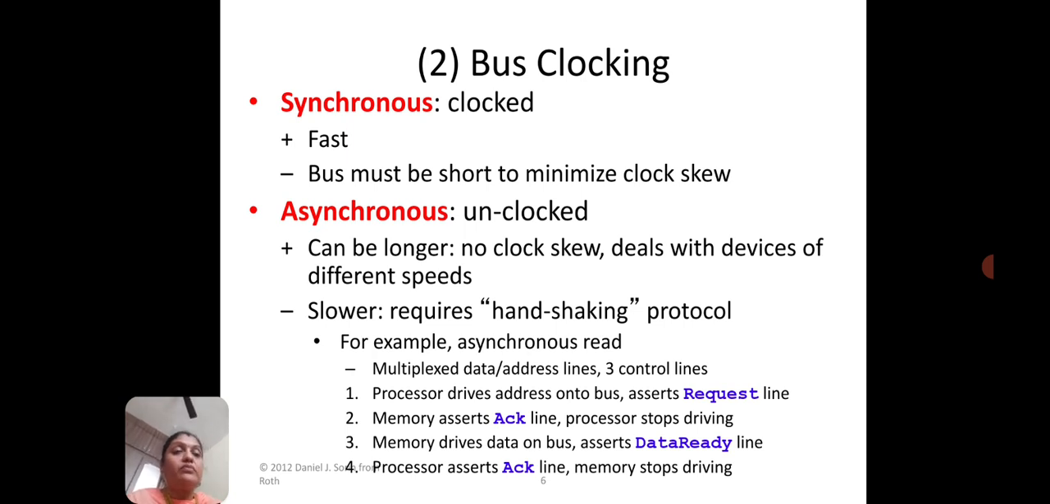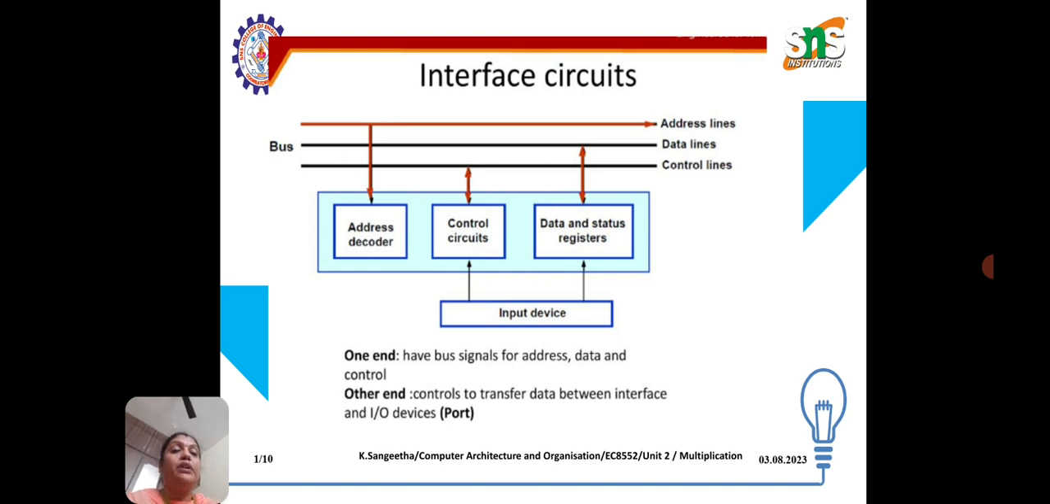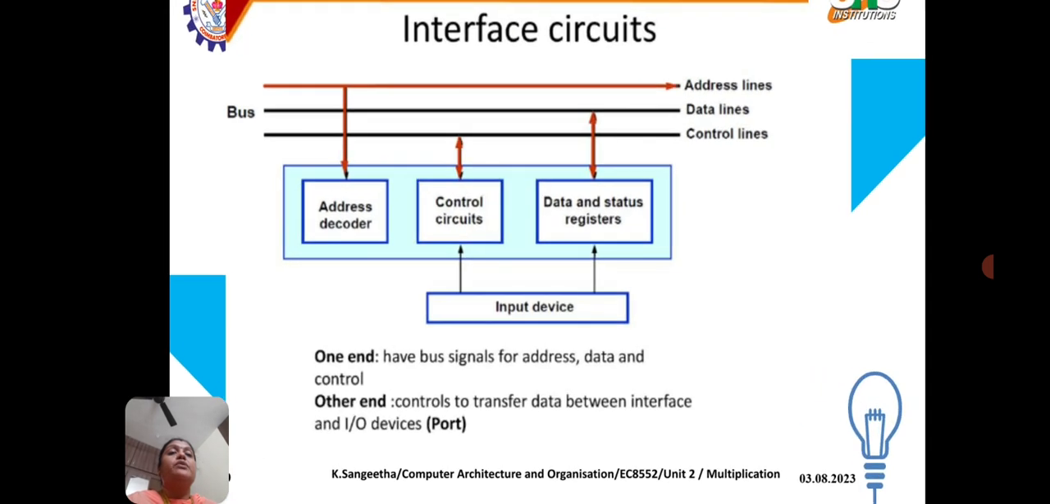Next we will move on to interface circuits. Here the address lines, data lines and control lines, that is address bus, data bus and control bus, are connected to address decoder, control circuits and data status register. On one end we have bus signals of address, data and control, and on the other end controls to transfer the data between the interface and IO devices.